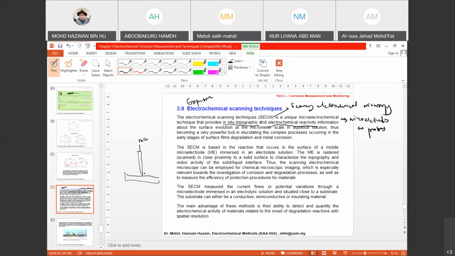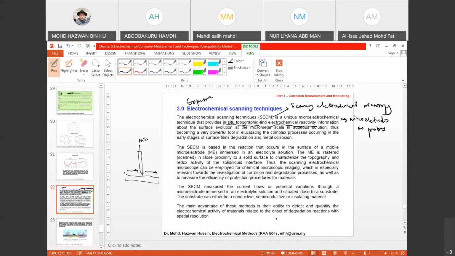Okay. So the distance is very near to the surface, so it will give very precise data. At the same time, these microelectrodes are mobilized. It can move from one side to another side, so it can scan. It scans while vibrating from one point to another point, and then after that, it will produce a topography.